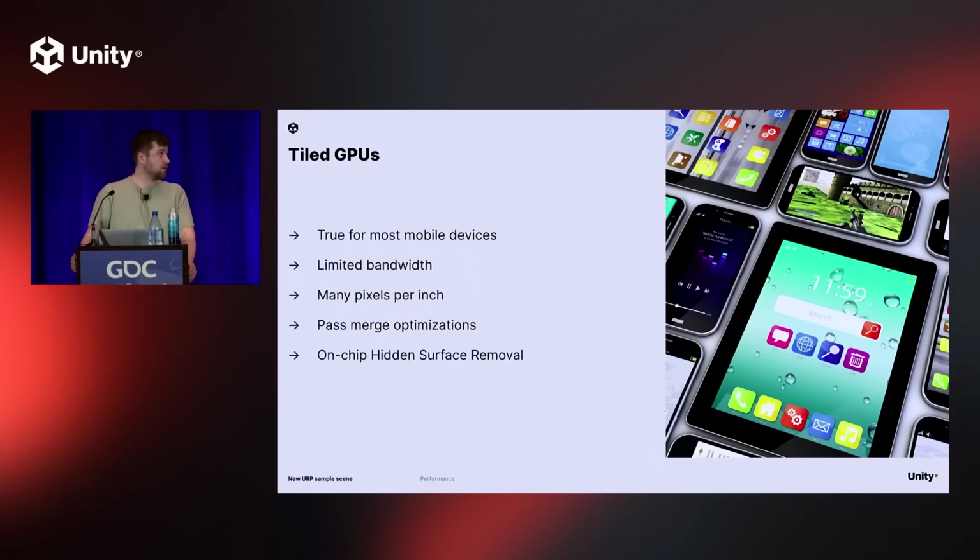These devices also do pass merge optimization. So that means that if you have several passes in your frame that are rendering to the same render target, these can be merged together for performance benefit. So you want to stay away from injecting stuff inside of these passes and kind of leave the optimizer to do its thing. There are a couple of ways to make sure you do that in URP. I'll talk a bit more about them.